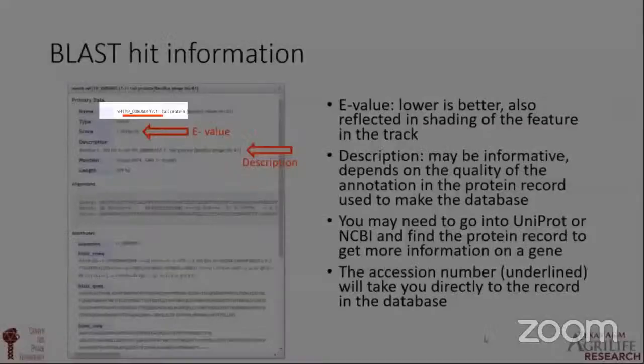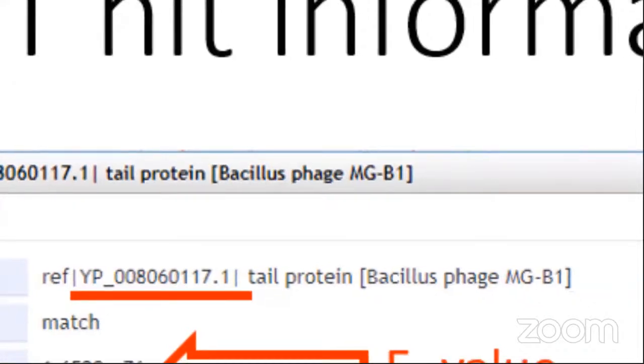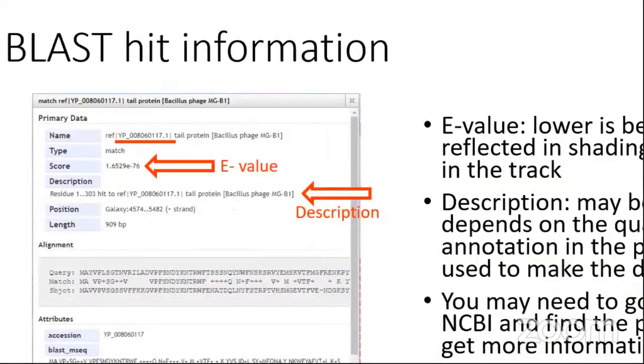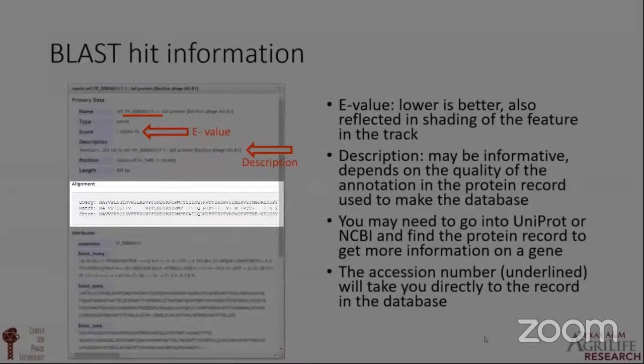Also, underlined in red at the top of the window, by the name, is the accession number of the hit protein, which could then be used to go to its record in the appropriate database. You may want to go into UniProt or NCBI to find the protein record and get more information on a given protein. Also of use is the alignment, which is in the gray box in the middle of the window. This shows the match line for the alignment between your sequence, which is the query, and the subject, which is the hit in the database. Obviously, the higher quality alignment here indicates a more reliable BLAST hit.